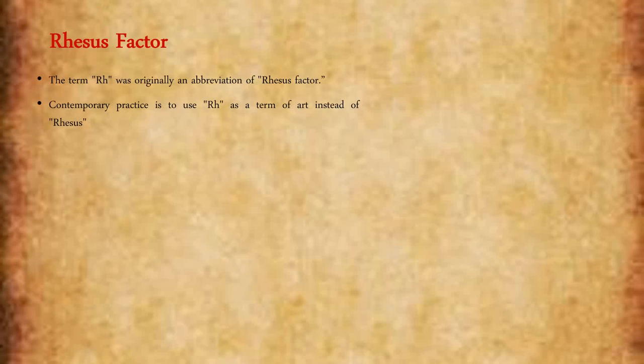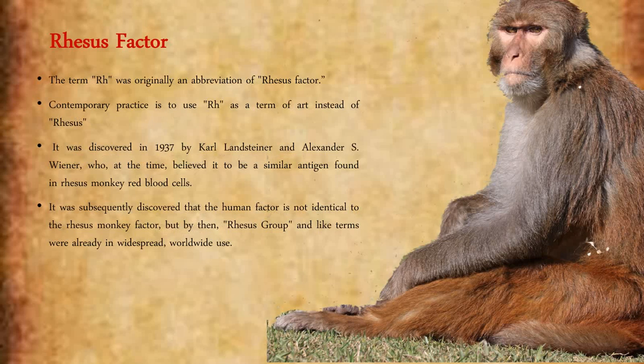Geographical region, we have the rhesus factor. All of you have the blood group rhesus. Now we are using the Rh for rhesus. You know, it is a monkey. When Dr. Karl Landsteiner and Alexander Wiener, who at the time believed it to be a similar agent, found a rhesus monkey. Now we know that there is no relation between the serum of these monkeys and this blood group, but the name is now very famous and we cannot change it.